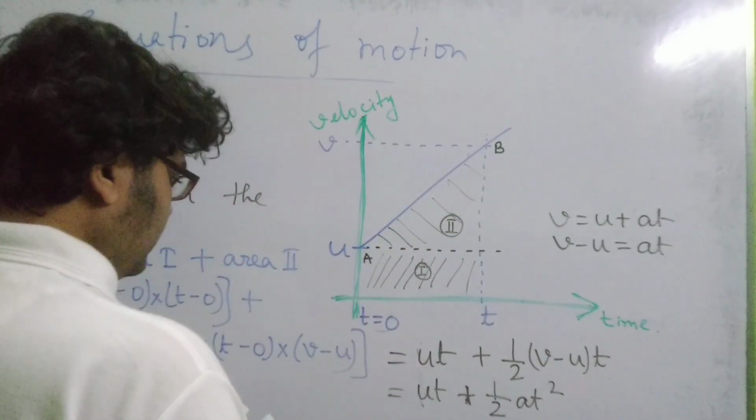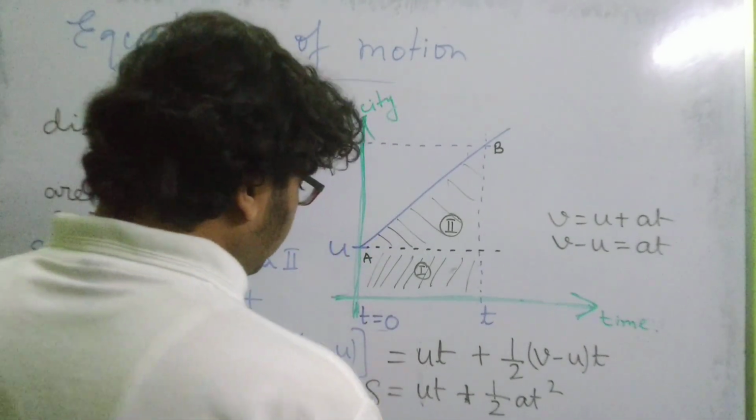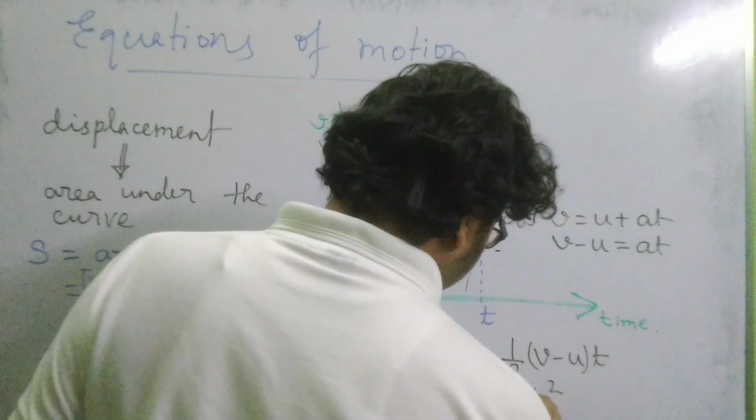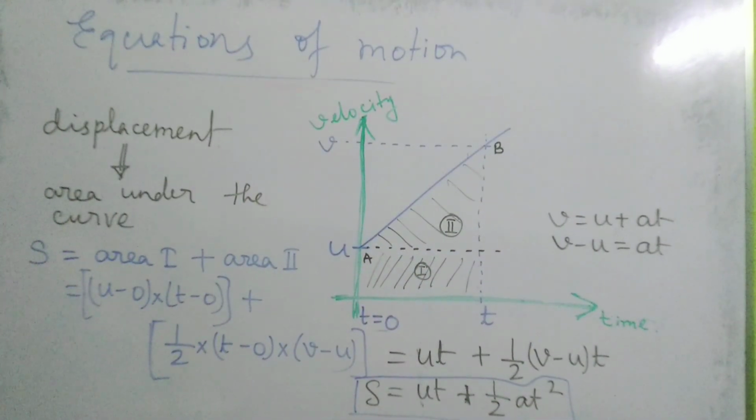So this is your final expression for displacement. s is equal to ut plus half a t square. Okay, fine. So this is the formula. I think the concept, the derivation is clear to all of you. s is equal to ut plus half a t square. Now coming to the third equation, what is the third equation?